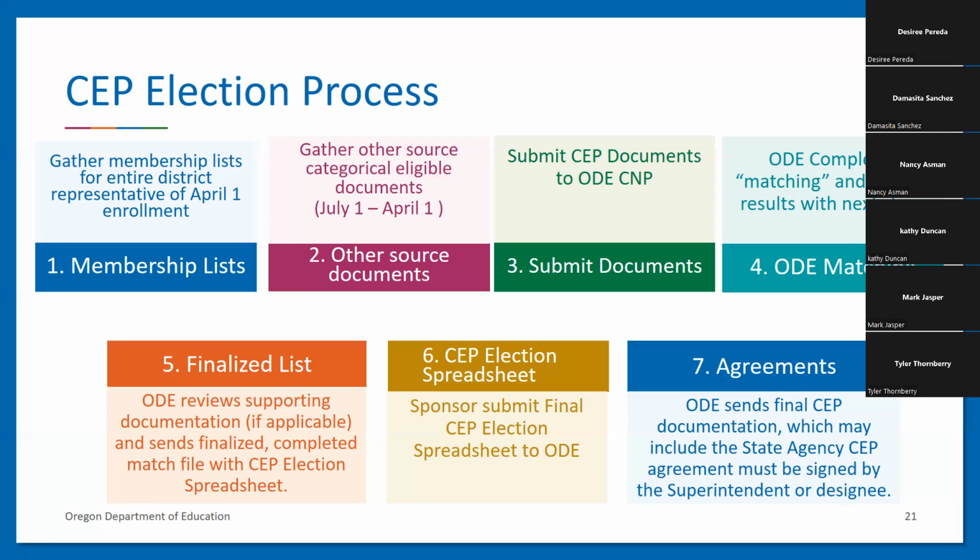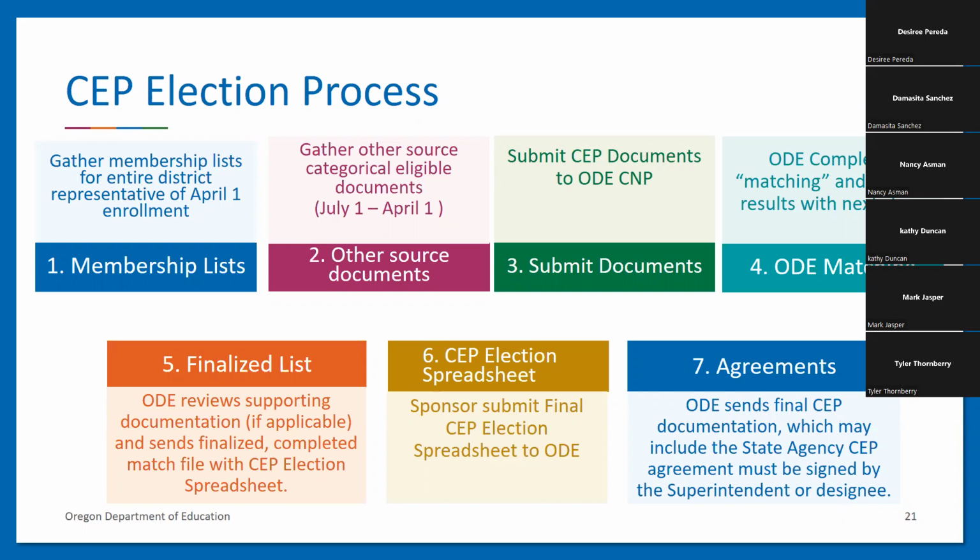Matching is the process of comparing the district's enrollment list to a list of students identified as other source categorically eligible using SNAP and foster records from the Oregon Department of Human Service. And then step 5, ODE CMP will use the data provided in step 3 to conduct the initial matching. The results will be captured in an Excel workbook for the school and/or districts to review. ODE will return the match results file along with customized instructions explaining how to identify and return supporting documentation for specific student categories.